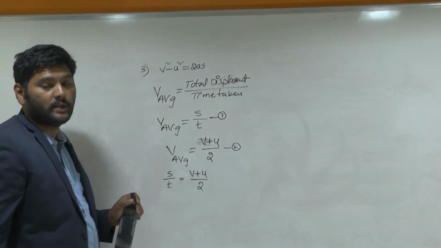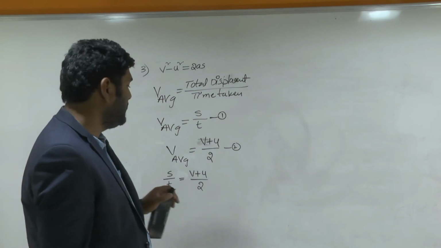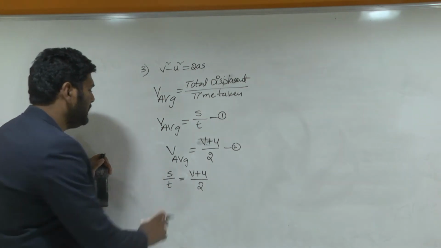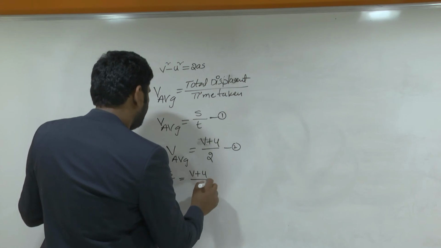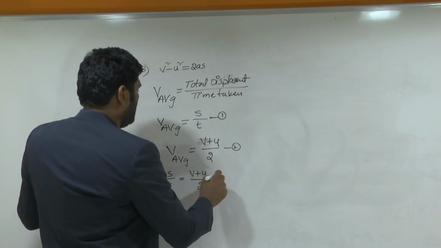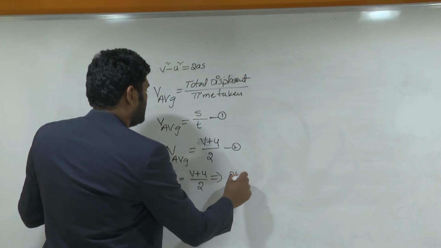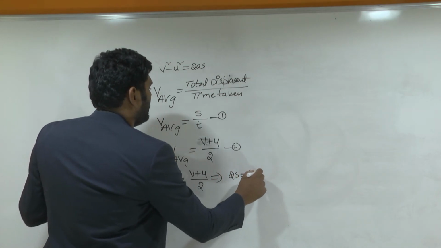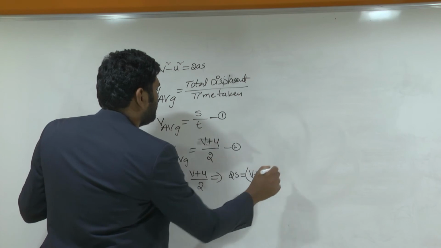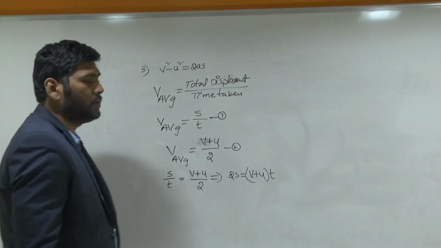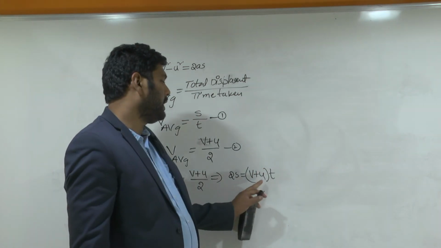Equate these two equations, so s by t is equal to v plus u by 2. From here, I can write this formula as 2s is equal to v plus u of t.